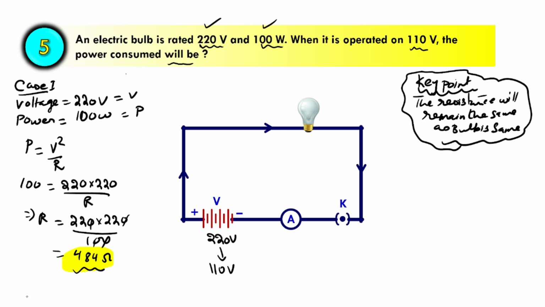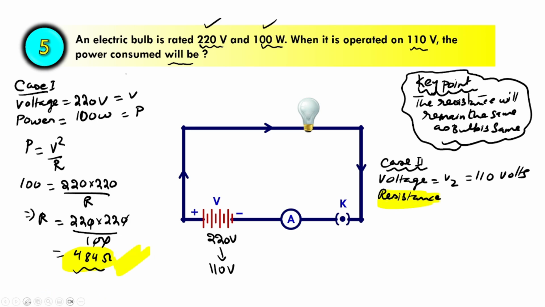Now we are going to find out case 2. In case 2, what is happening? The voltage is changed. We'll say that it is equal to V2 and that is 110 volts. But what about the resistance? In the resistance, we know that it is going to remain a constant. This is the value I am going to put there. Okay, now how do I do it? Resistance is equal to 484 ohms.